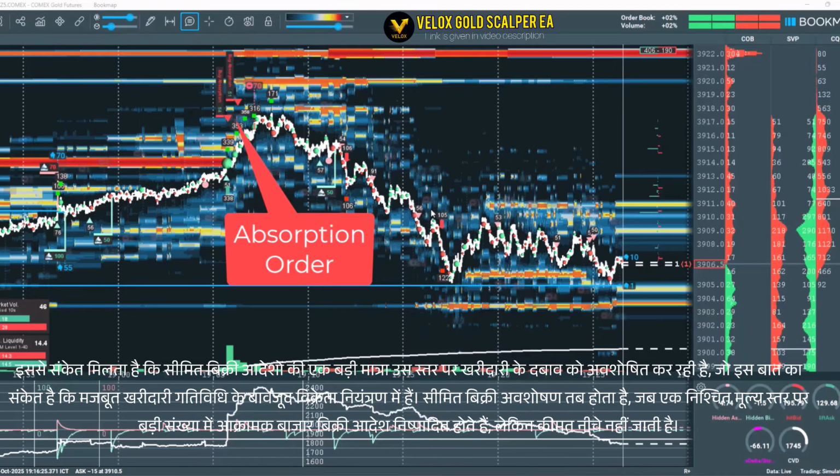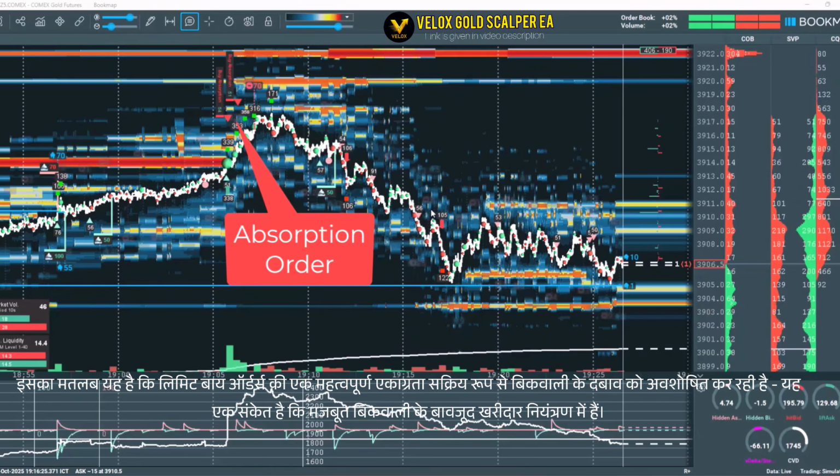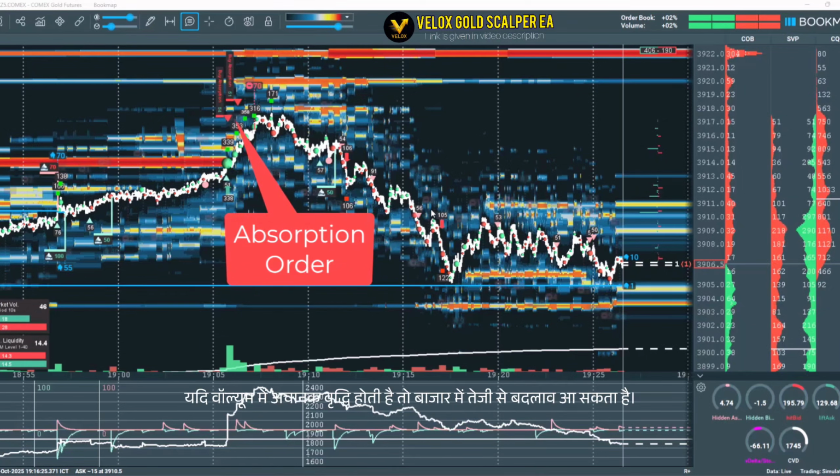As for sell absorption, it occurs when a large number of aggressive market sell orders are executed at a certain price level, but the price fails to move lower. This means there is a significant concentration of limit buy orders actively absorbing the selling pressure. A sign that buyers are in control, despite the presence of strong selling activity.